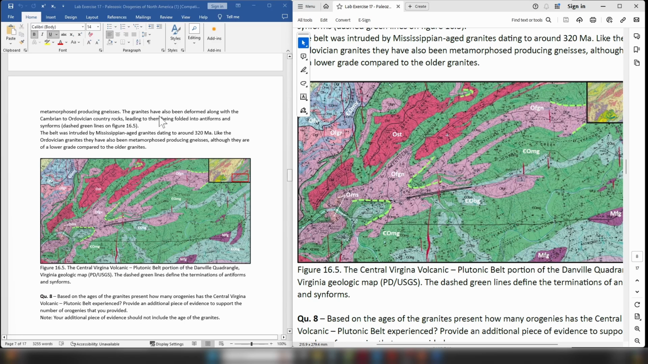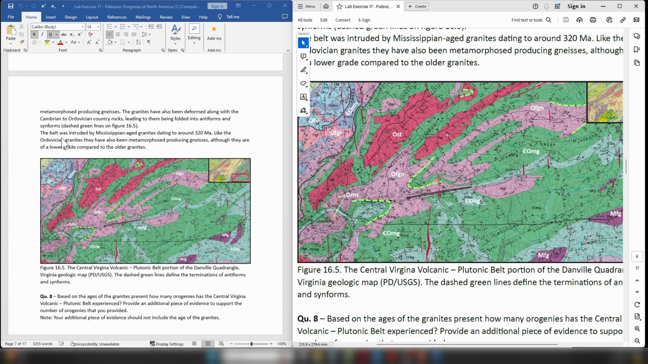Now, the granites have been deformed along with the Cambrian and Ordovician country rocks, leading to them being folded into antiforms and synforms. So if we look over here on the right, it's quite a complicated map, but you can see that there are several features. So if we look right here, you can see this green unit. It clearly pinches off and closes up at this end, and it does the same thing here. And we can see the same feature picked out by this green dash line here, here, and here. So we can see we do have an area containing antiforms and synforms. However, compared to some of the other areas, it is a little bit more complex. It's a bit more messy, so they're not quite as easy to see.